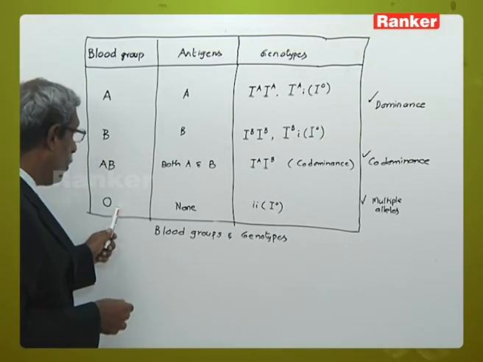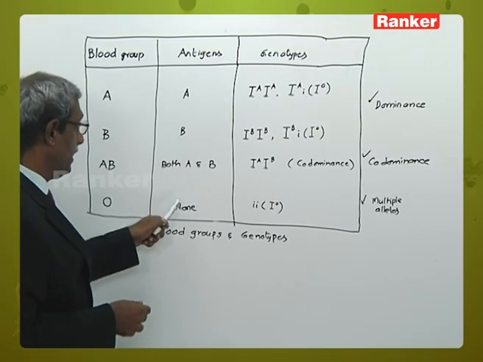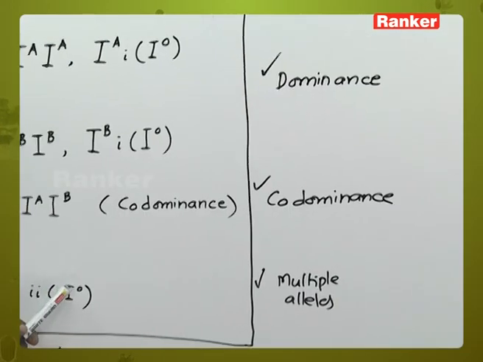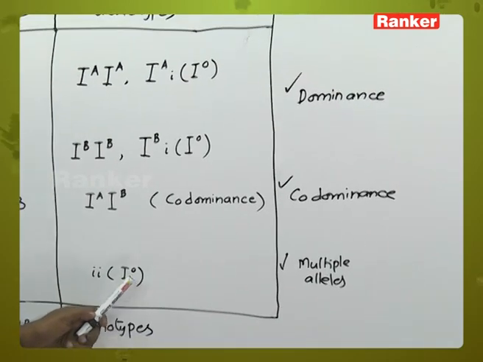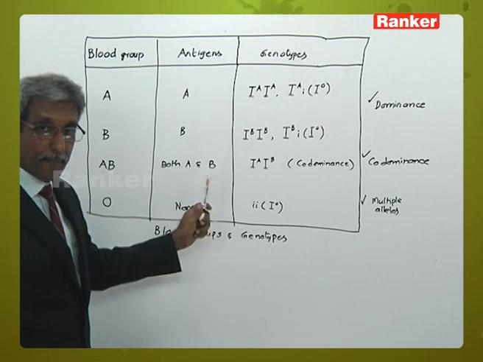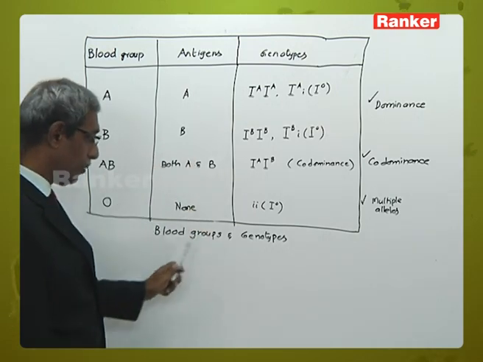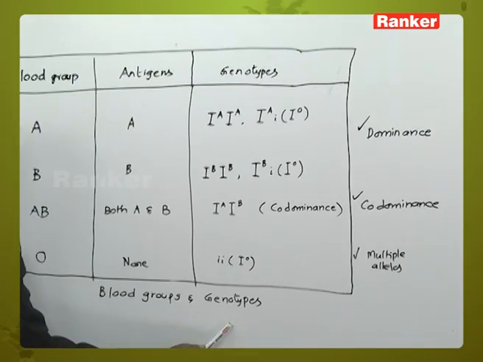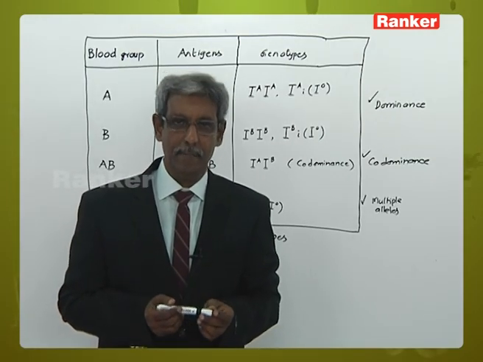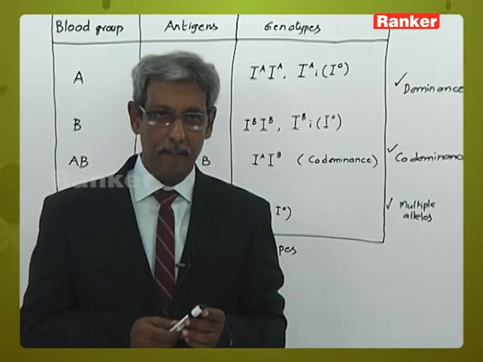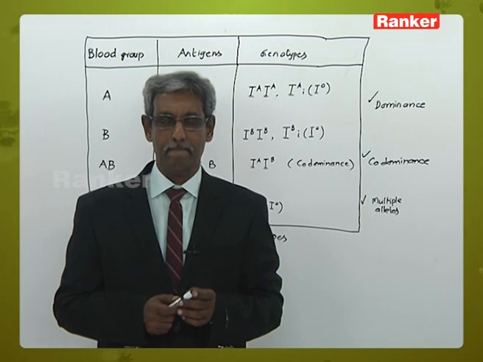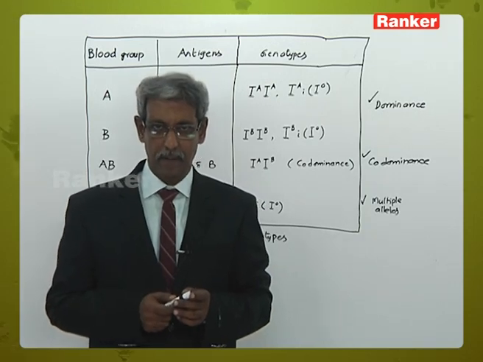And O does not have antigens, and it is designated by the genotype ii, as well as IO. Many of the problems which will be solved are based on a recapitulation of this table of blood groups as well as genotypes. Now we will be looking at the common objective bits which come in the frame of multiple alleles as well as the study of blood groups.